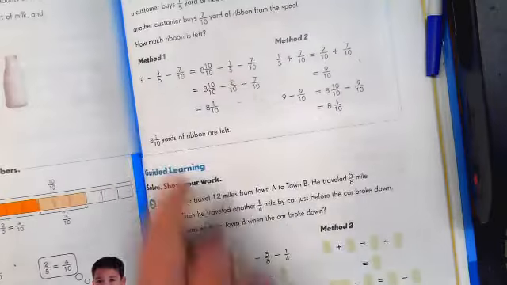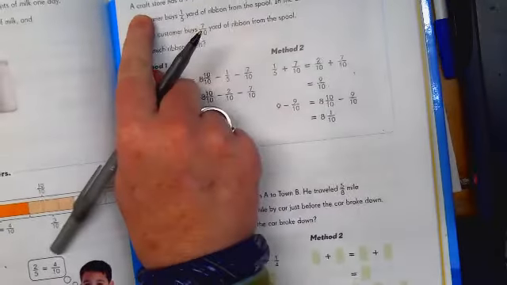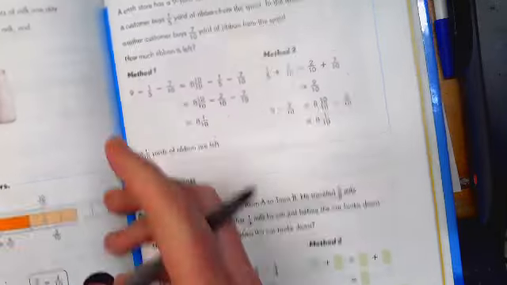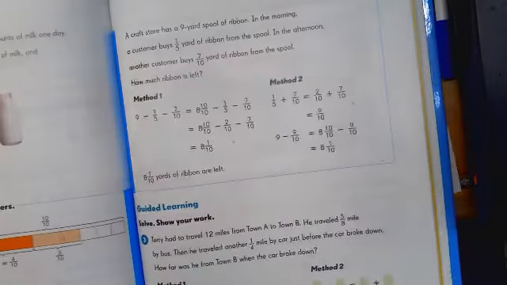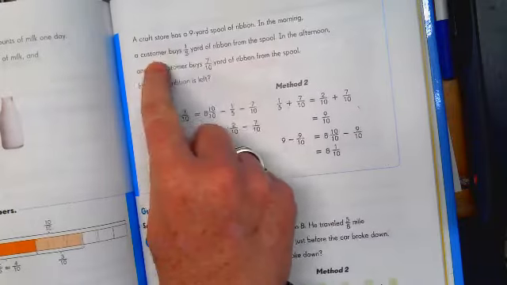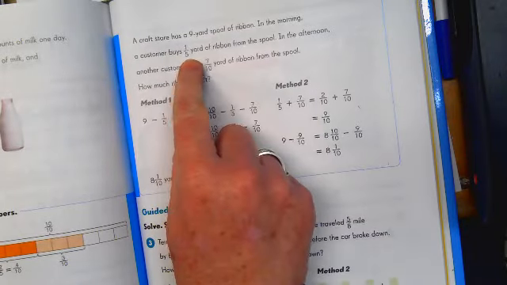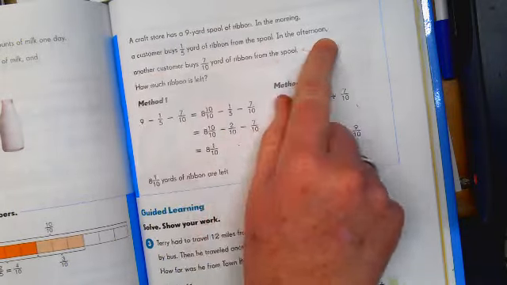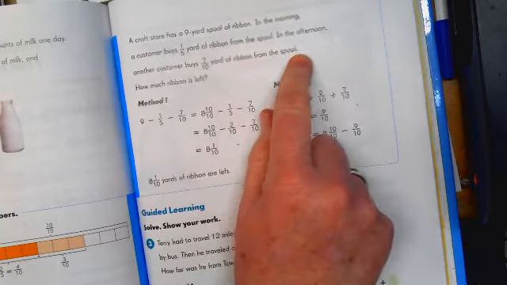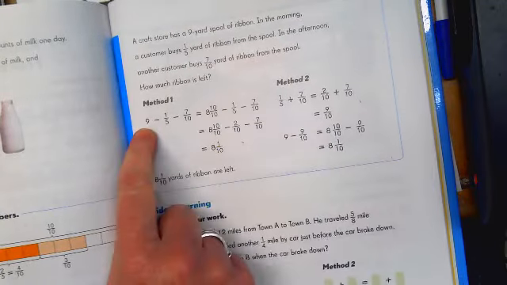Okay? We're going to do the last problem. The last problem is based on having a whole number for a starting point. So if I start out, a craft store has a 9-yard spool of ribbon. In the morning, a customer buys 1/5 a yard of ribbon from the spool. In the afternoon, another customer buys 7/10 yards of ribbon.